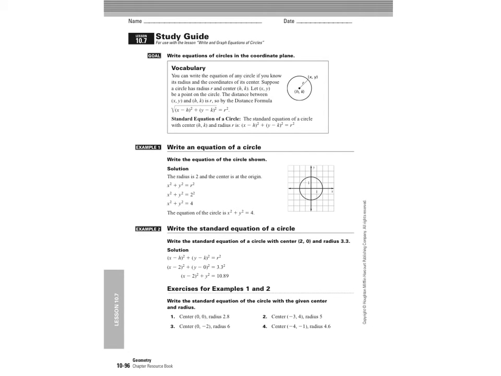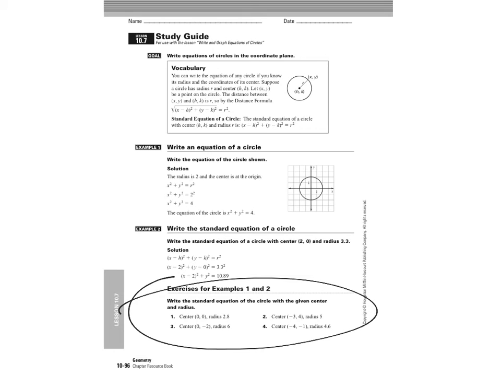Then in 10.7, that's the circles. You will not have to graph it. You will have to write equations. So the exercise is down here. Perfect example. I am going to give you the center point, and I will give you the value of the radius. So you're going to just plug it into the standard form.